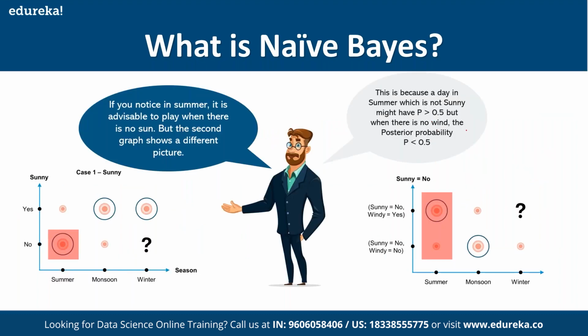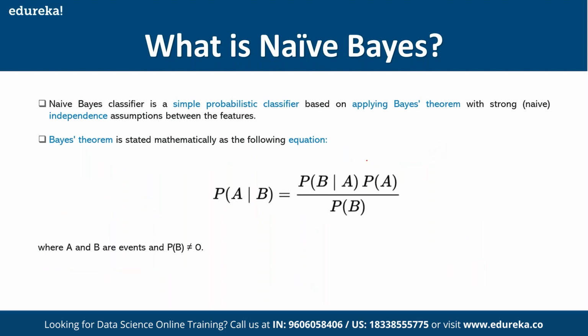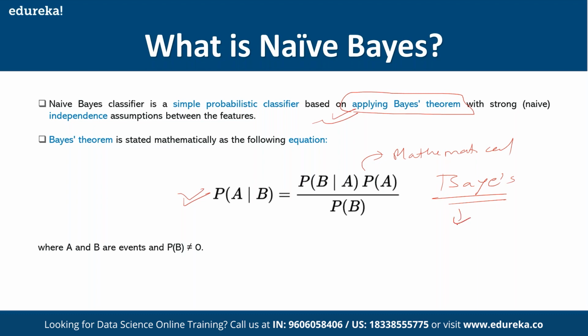Let us understand now how we quantify these numbers. For that, we are using something called Bayes theorem. The Naïve Bayes classifier is a simple probabilistic classifier based on applying Bayes theorem with strong independence assumption between the features. This is a mathematical formula. Who gave this formula? It was given by the great scientist Bayes, so that is why it is known as Bayes theorem. In Naïve Bayes, the mathematical equation used to find the probability on conditions is given by Bayes.